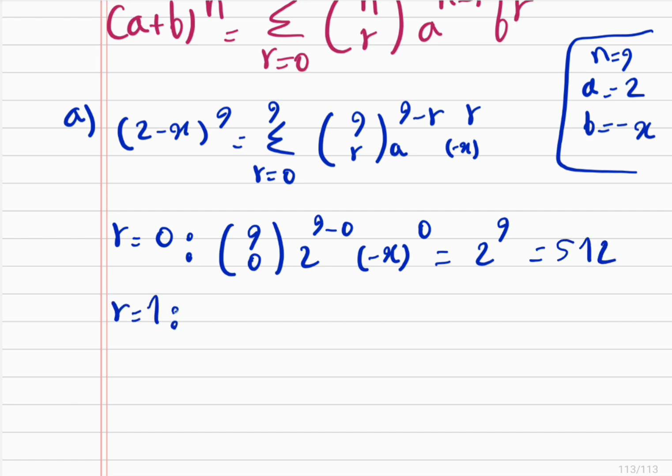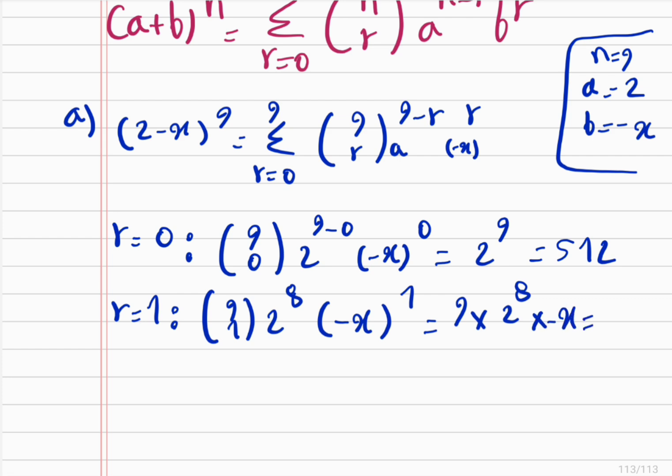Now, the second term is when r is equal to 1. So we have 9 choose 1, and then 2 to the power of 9 minus 1, which is 8, then minus x to the power of 1. 9 choose 1 is 9, then times 2 to the power of 8, and minus x to the power of 1 is just minus x. So this term is equal to minus 2304x.